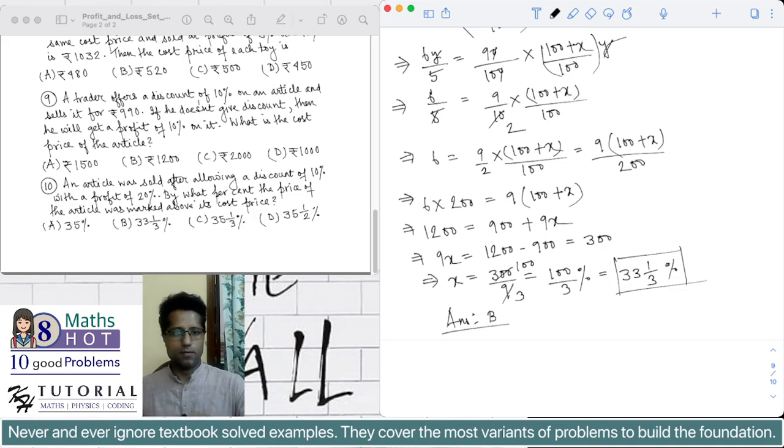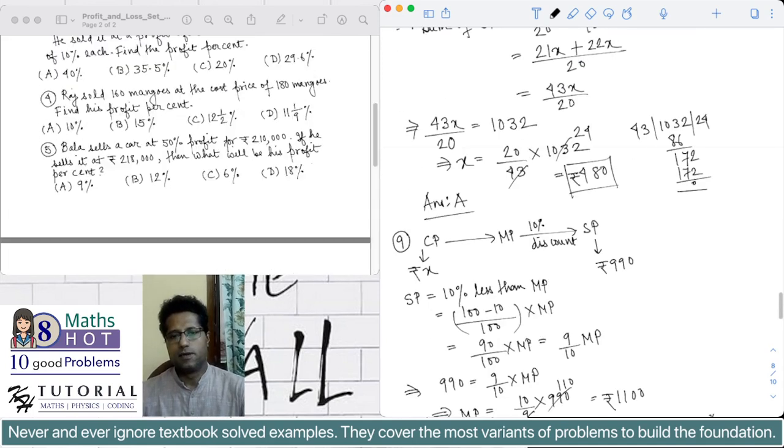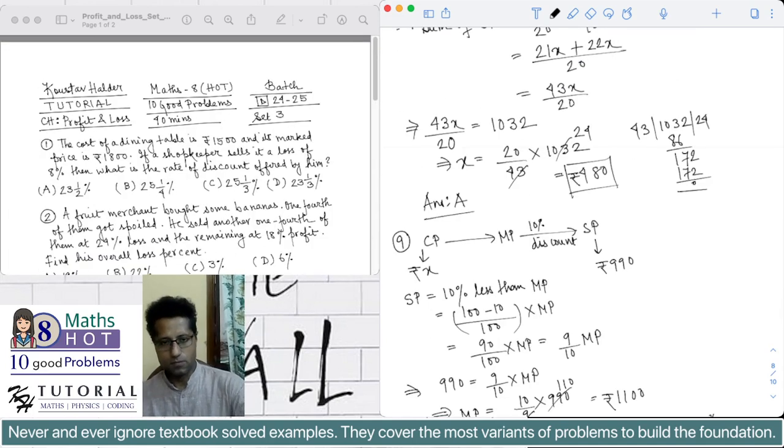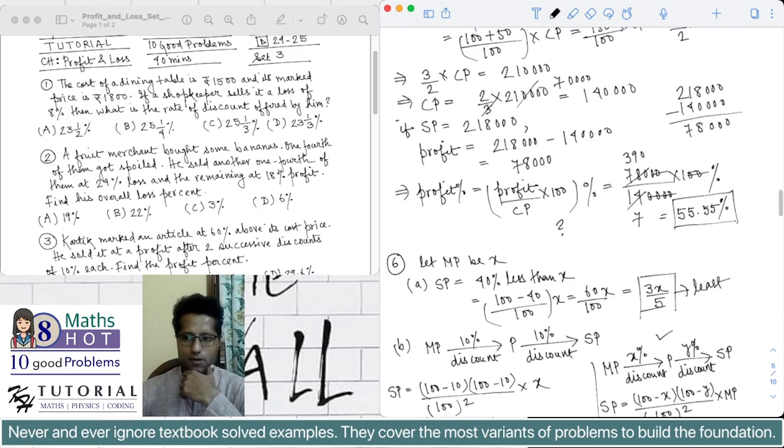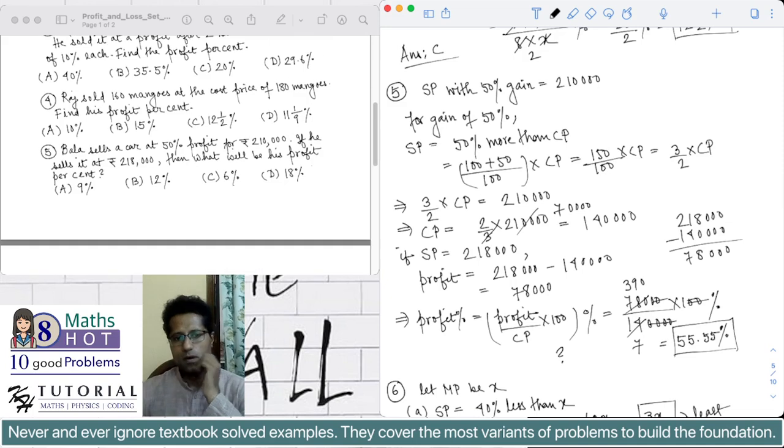With this, we come to an end in solving set 3 of 10 good problems on the chapter of profit and loss, even though there is one problem that I could not solve properly, or my answer is not matching. That is problem number 5. I'm not sure what happened. I do not think I did any kind of calculation mistake. My answer seems to be right, but there is a possibility that I have given the choices incorrectly in the given problem. I'm sorry for this.